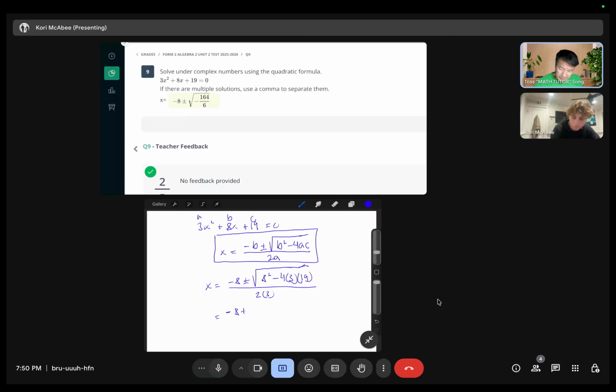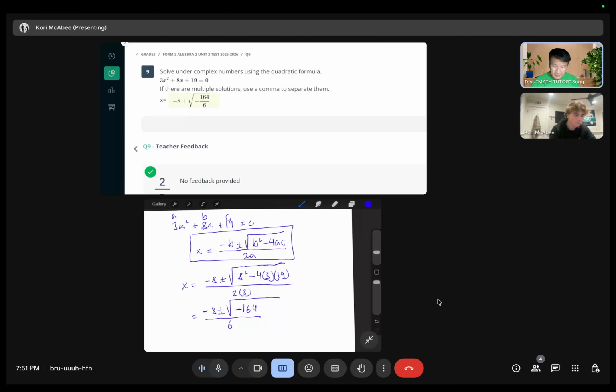Now this part, I'm gonna punch the whole thing into the calculator in one shot, inside the root. The teacher won't mind, I'm pretty sure. So it'll be 64 minus 4 times 3 times 19. It will be negative because it says complex. I haven't hit enter yet, but it will be negative here for sure. So 64 minus 4 times 3 times 19. Yes, it'll be a negative 164, all over 6.